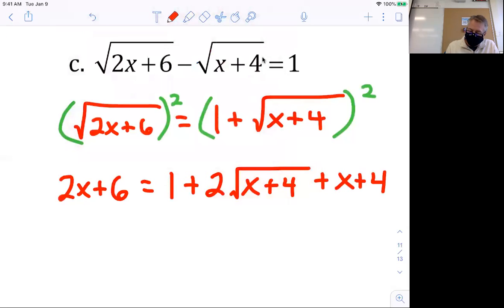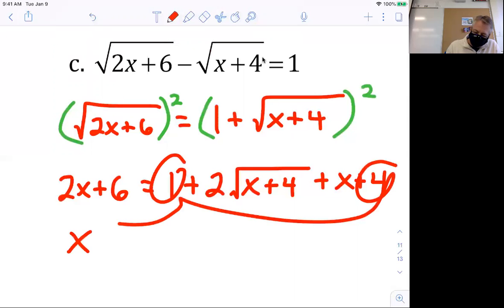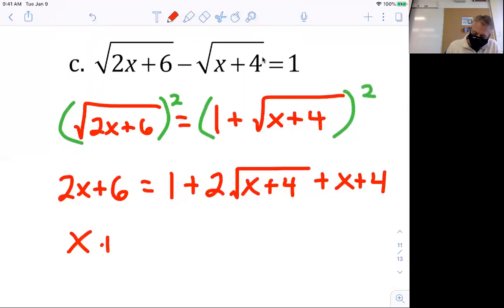So to get that square root by itself, I'm going to move everything away from this. So I'll move the x over. So I subtract x from both sides. I get x. And I'm moving 1 and 4 over. So that's going to be plus 1. I'm subtracting 1 and then subtracting 4. So that equals 2 times the square root of x plus 4.